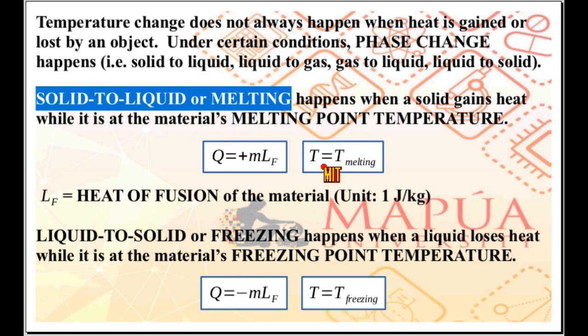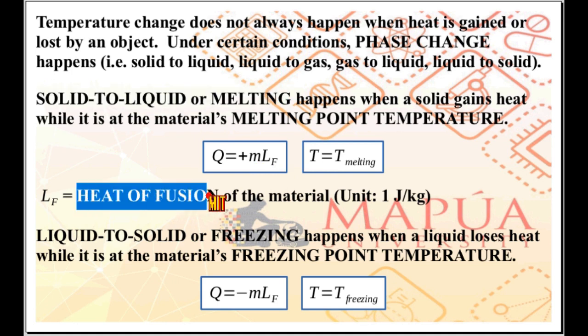So the temperature of the object must be at the melting point temperature, and the amount of heat needed to be gained by the object must be Q equals plus mLF. Plus, because it is heat gain, and the amount of heat needed is mLF, where m is the mass of the object and LF is referred to as the heat of fusion of the material. Some books will refer to it as the latent heat of fusion. This is a property of the material. Each material has its own value of latent heat of fusion, LF, and the unit of LF is joules per kilogram.